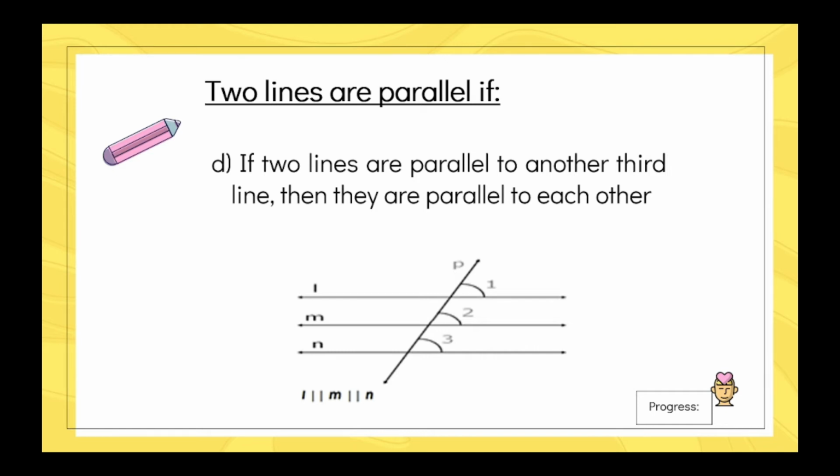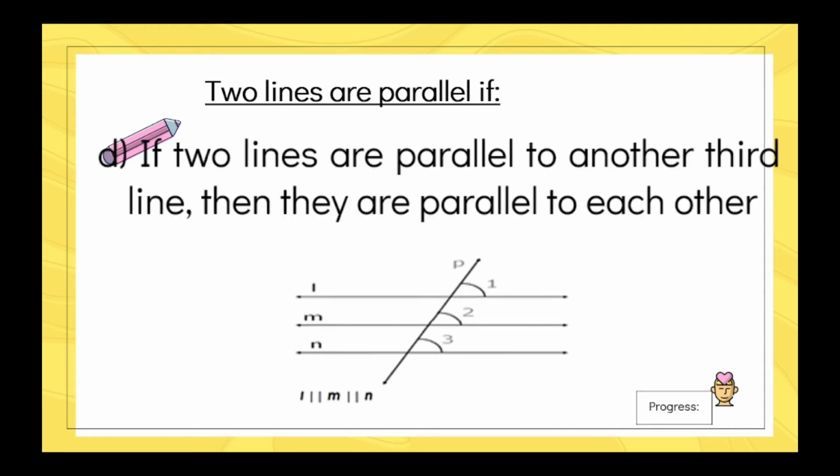Another characteristic: two lines are parallel if two lines are parallel to another third line, then they are parallel to each other. So, observe the figure, we have line L, line M, and line N. Si line L ay parallel kay line M. Si line M ay parallel kay line N. Therefore, line L is parallel to line M and parallel to line N. They are parallel to each other. So, ganun lang yan. Basic concept.